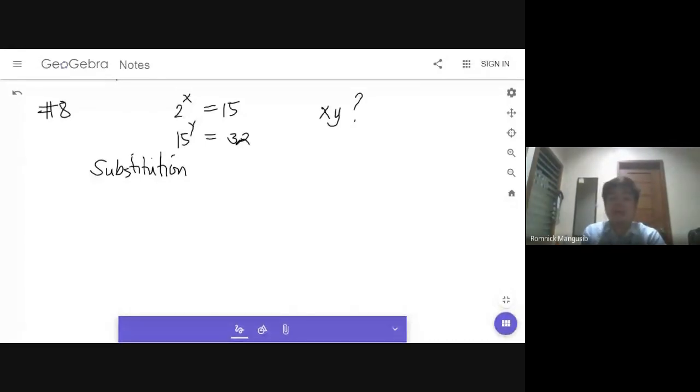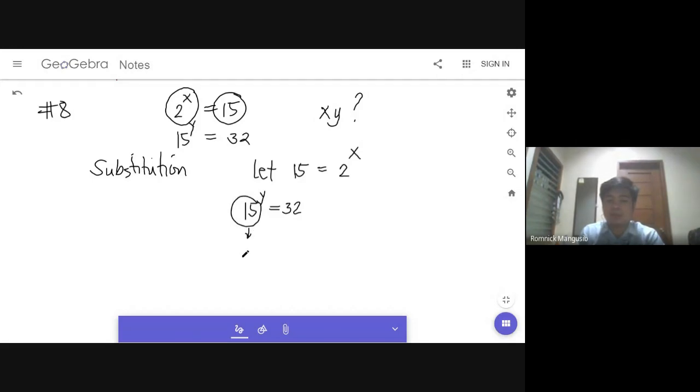Mag-substitute ka lang. Tandaan mo, kasi ang 2 raised to x is 15. Tapos si 15 raised to y ay 32. Therefore, let 15 be equal to 2 raised to x. Kaya, si 15 raised to y equals 32, pinalitan natin ng 15 at naging 2 raised to x siya. Now, (2 raised to x) raised to y equals 32. But 32 is 2 raised to 5, isn't it?